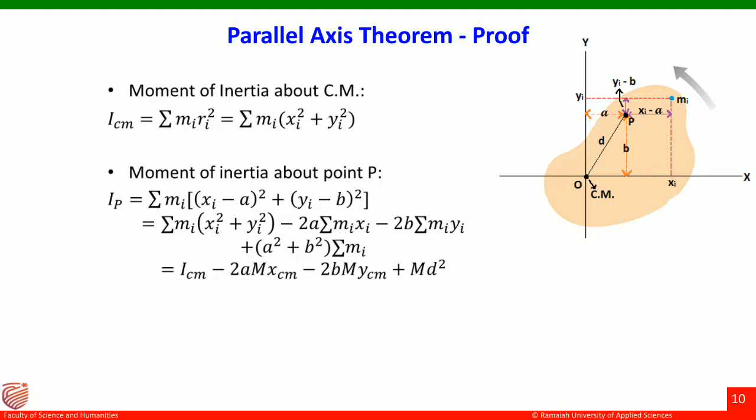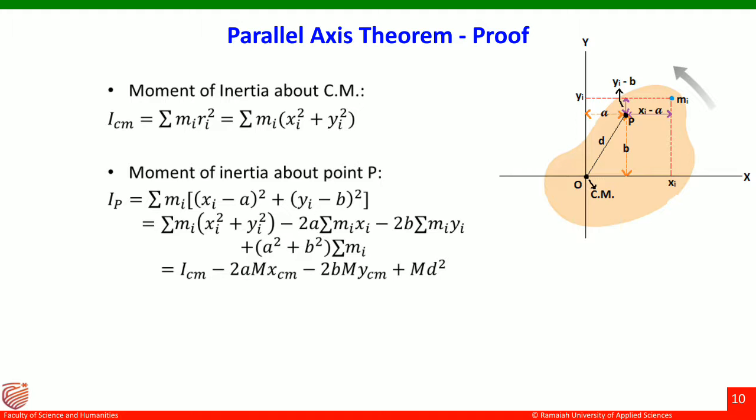Therefore, in the first formula for ICM, we have to look at the left hand side. ICM is equal to the sum of mi ri square, and ri square can be written according to the Pythagoras theorem as xi square plus yi square. Now, our aim is to find the moment of inertia about another point P, and let me treat the coordinates at point P as xi minus a comma yi minus b.